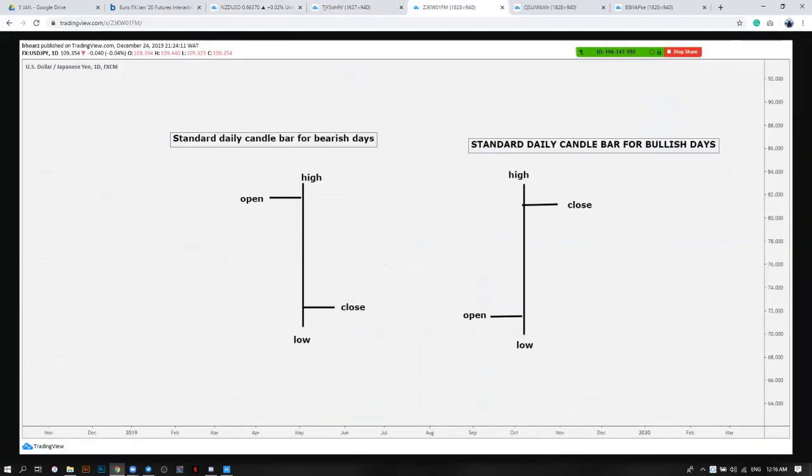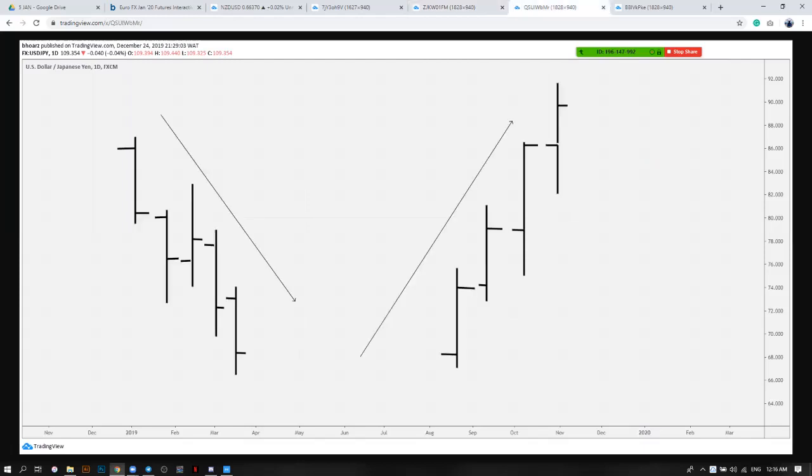Okay, so we have the standard daily candle bar for bearish days. If you want to see the market go bearish, you want to see the market open, trade up first, trade down, then close. Standard daily candle bar for bullish days: open, trade lower first, trade up, then close. Now during bearish days, you're going to see more of open, high, low, close.